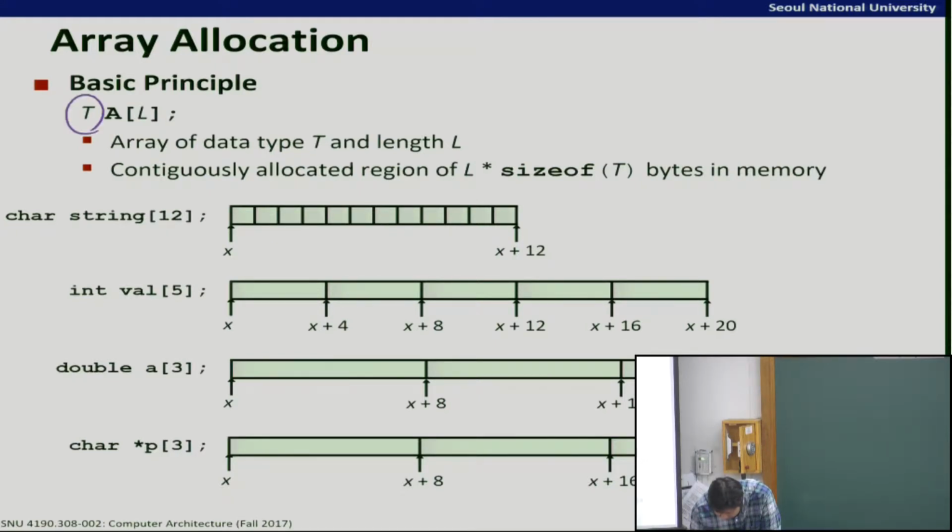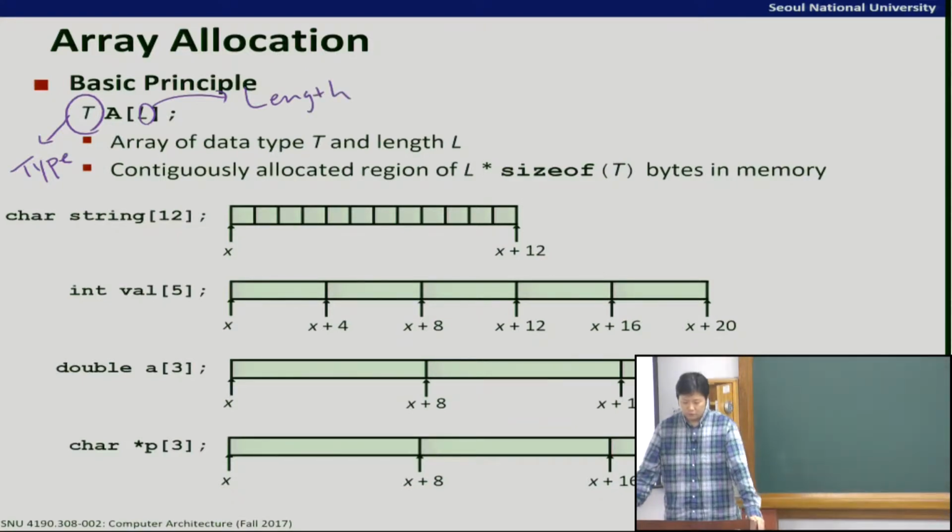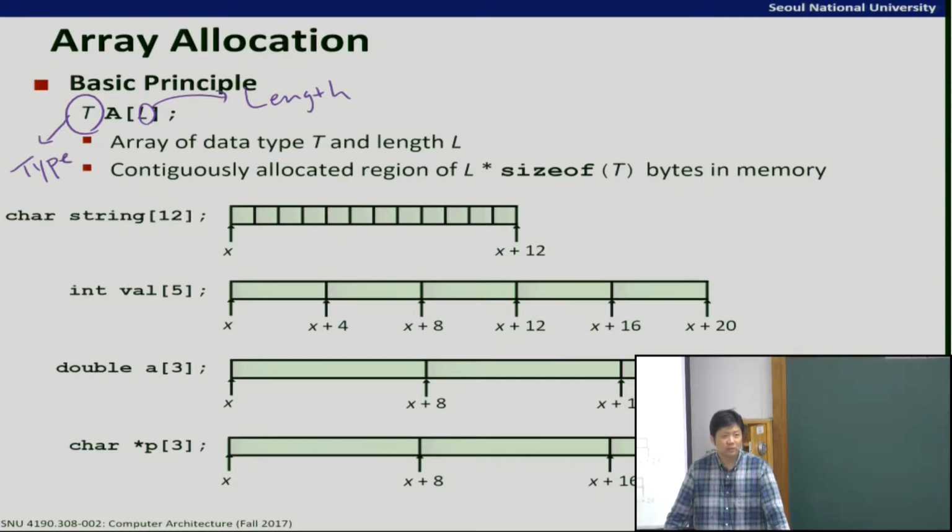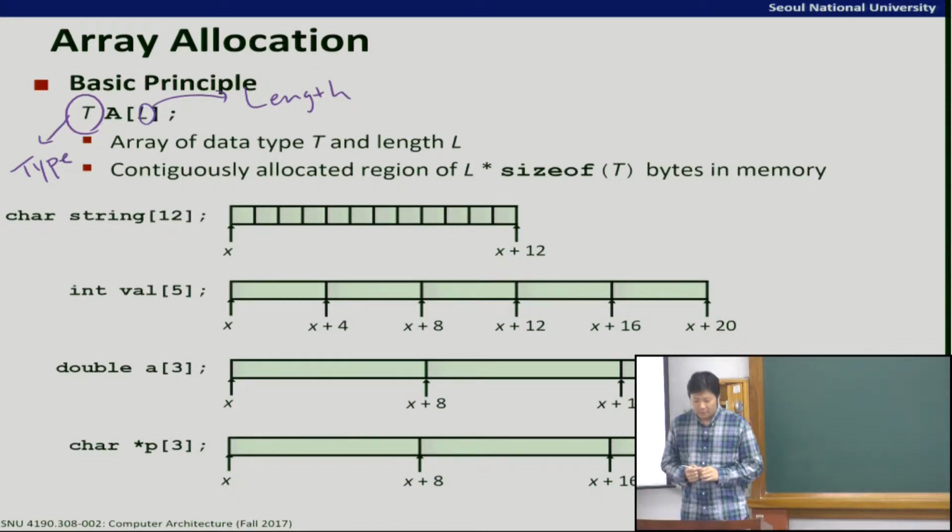So this one is a type. And this is the length. So here are examples. Like in the figure, maybe you can declare a character string of size 12. That means you have 12 characters in your array, right? It's going to take 12 bytes because one character takes 1 byte. So it's a 12 byte storage, having 12 slots for string values. And the second one is int val, 5. It has 5 elements of integers, and each integer takes 4 bytes.